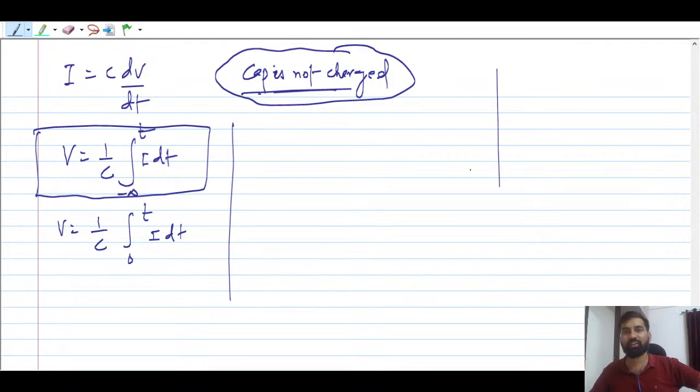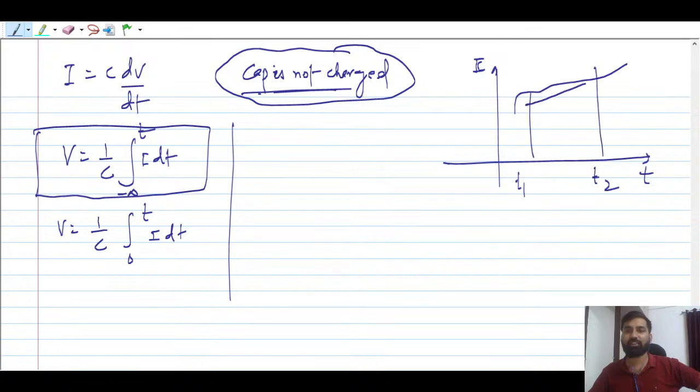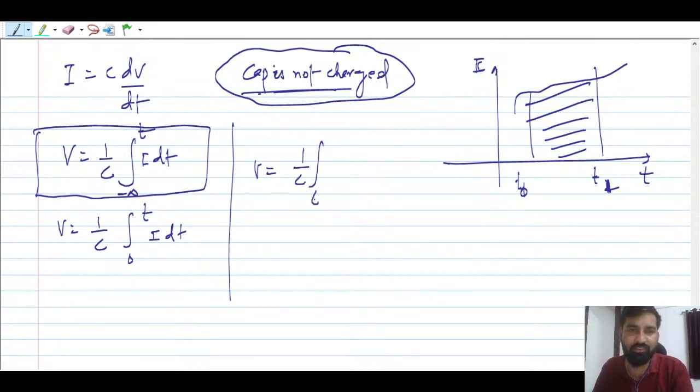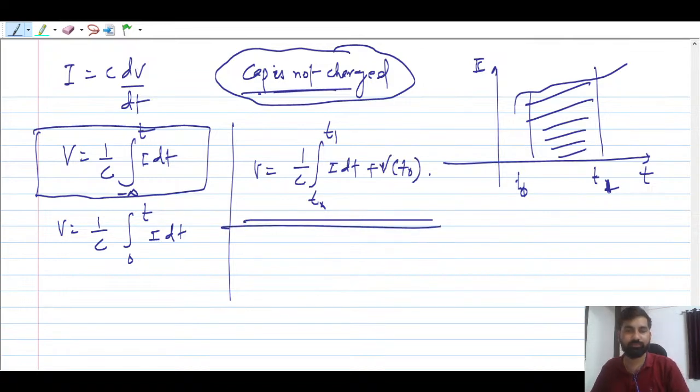So suppose this is a current here, I versus t, okay, current is given, and this is going to be from t1 to t2, okay, and this is the area under the current, right? Integration means area. So you can say that this is t0 to t1, you are integrating this. So your voltage is going to be 1 by C integral from t0 to t1 of I dt plus initial voltage v(t0), right? Okay, I think this is clear.